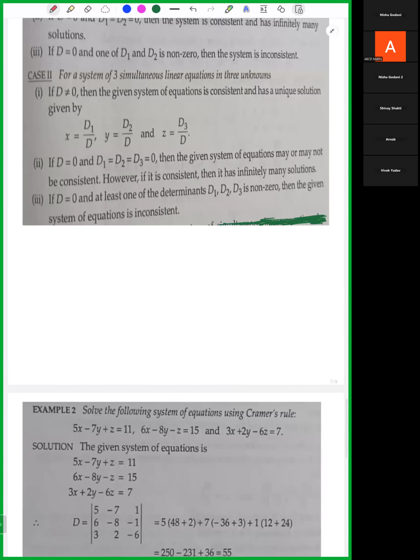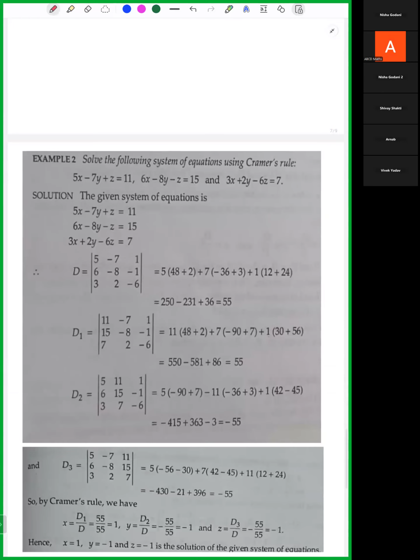So let's see this question first. Here you have to solve the following system of equations using Cramer's rule. Okay, so you are given three equations in three unknowns. First D is to be calculated. D is calculated from the matrix of coefficients. So what is the matrix of coefficients here? From the first equation it is 5, minus 7 and 1. From the second, 6, minus 8 and minus 1. And the third row is 3, 2, minus 6.